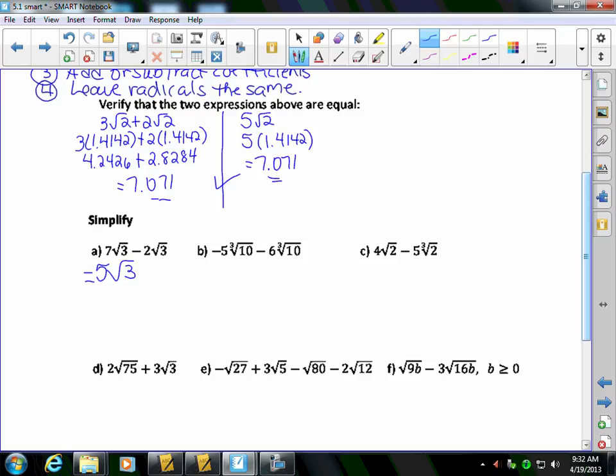B, take a look at your radical. It's a cube root of 10 and a cube root of 10, so those are like radicals. So we just add or subtract the values we're given. So I have negative 5 minus 6, so that's negative 11 cube root of 10.